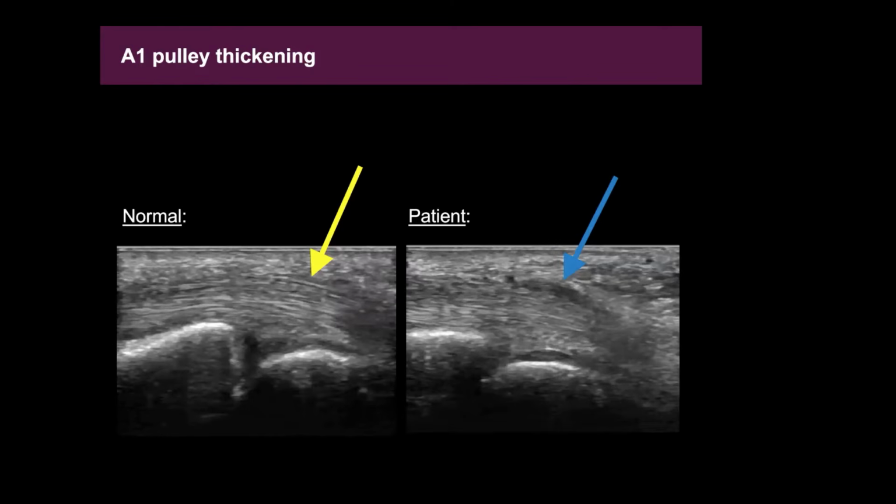Honestly, when you're looking at pulley thickenings, if it's normal, I usually can't see it. And you can see on the left-hand side of the image, this is at the level of the A1 pulley. And if I were to squint and know what I'm looking for, can I hallucinate that I'm seeing a normal A1 pulley denoted by that yellow arrow? Yeah, maybe. But in this case, you can see on the right-hand side of the image, that pulley is a lot thicker and a lot more hypoechoic. So if you could discreetly say and point to a thickened pulley, it's probably abnormal. And that's what was going on with this patient. So she had a thickened A1 pulley resulting in a trigger finger.